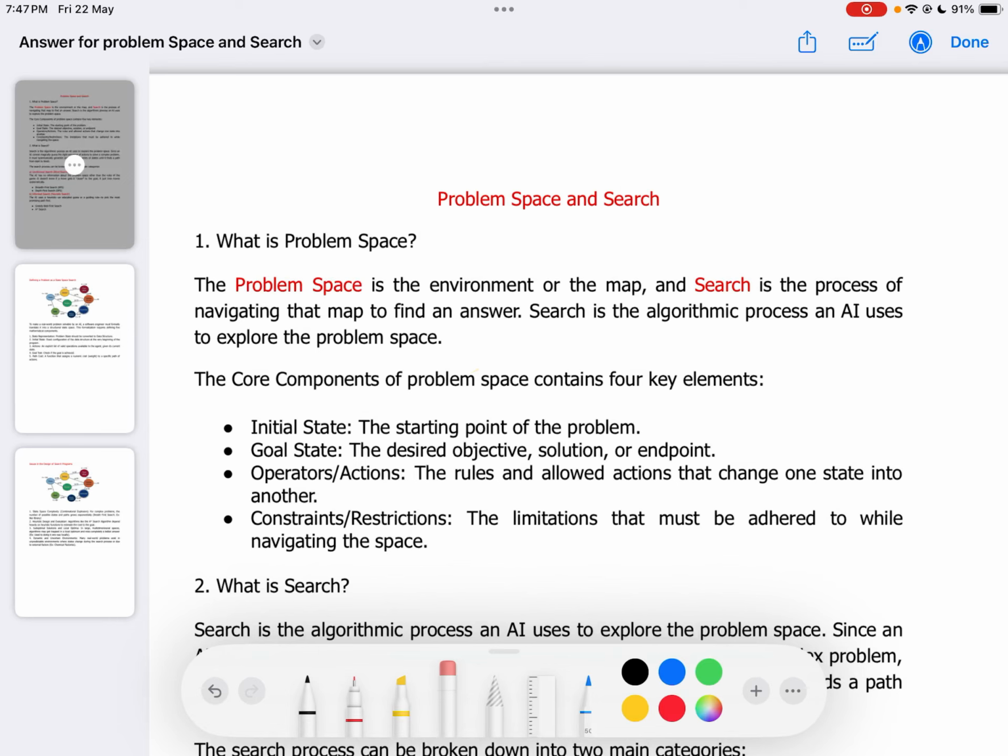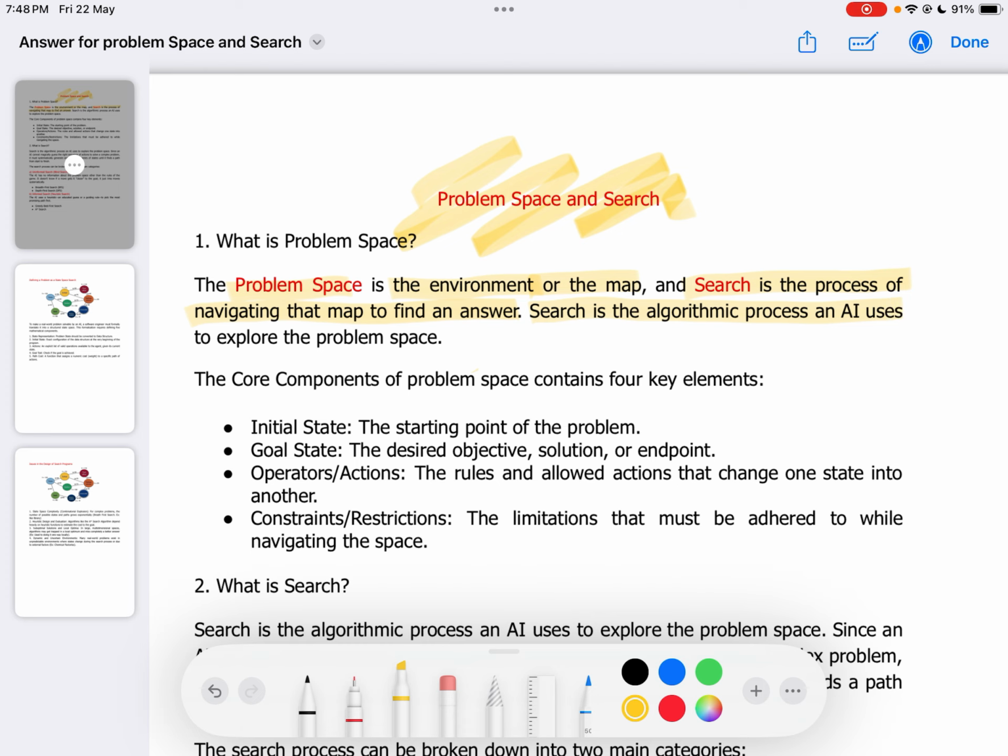Hello students, today we will talk about problem space and search. It's an important topic. Let's start with problem space. What is problem space? Problem space is the environment or the map where we are trying to solve a problem. Search is the process of navigating that map to find an answer.